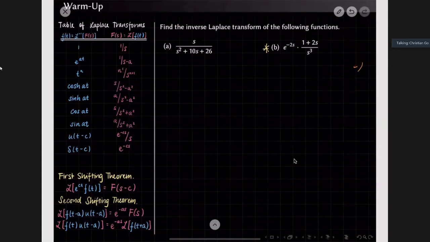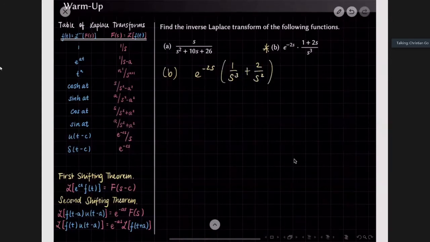You split it into two fractions. Okay, so we're going to split into two fractions. What are the two fractions going to be? 1 over s cubed plus 2 over s squared. Awesome.